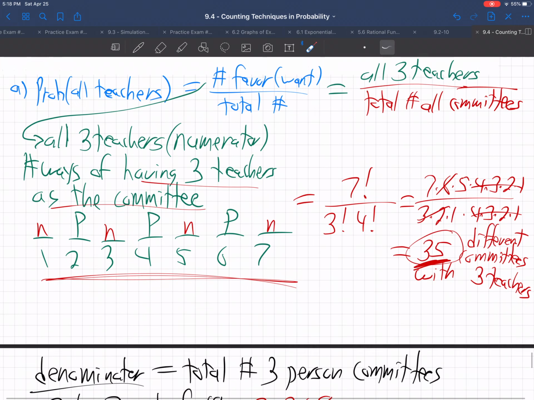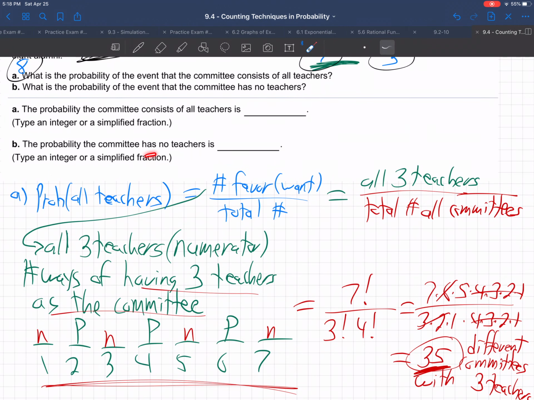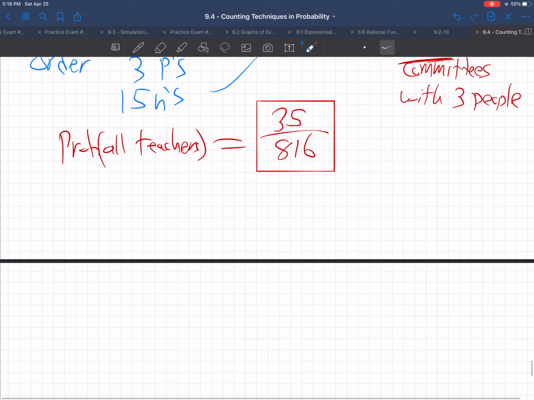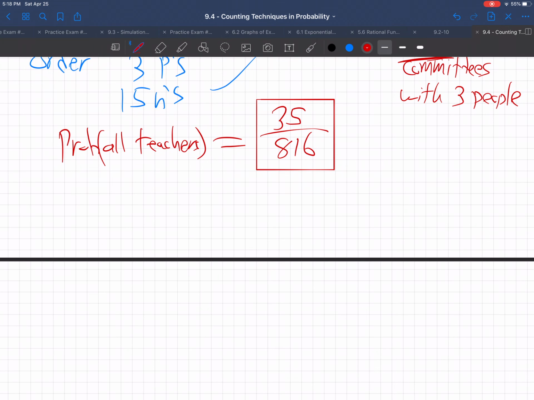Now the second part is very similar. Probability the committee has no teachers. Well, how do we answer that? Part B. Probability that no teachers are on the committee.